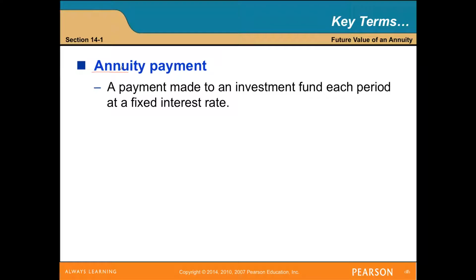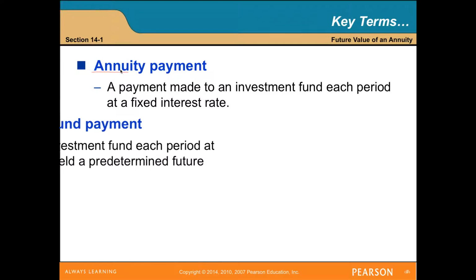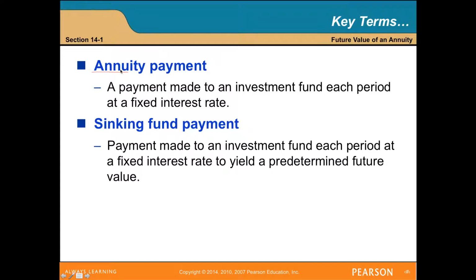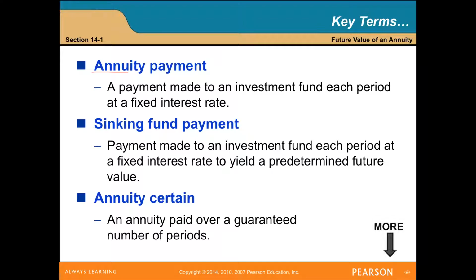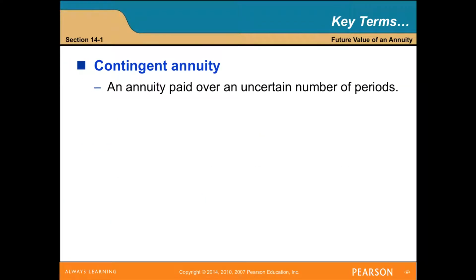So an annuity payment is a payment made to an investment fund each period at a fixed interest rate. A sinking fund payment is a payment made to an investment fund each period at a fixed interest rate to yield a predetermined future value. An annuity certain is an annuity paid over a guaranteed number of periods. Contingent annuity is an annuity paid over an uncertain number of periods.